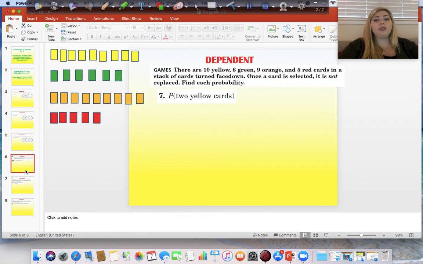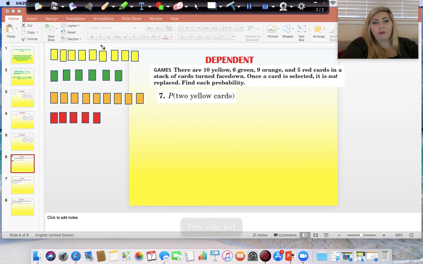Okay, now we come to dependent events. This one is not difficult, but at the beginning it may seem that way. There are 10 yellow cards. I've gotten all of our cards off to the left here. So 10 yellow cards, 6 green cards, 9 orange cards, and 5 red cards in a stack of cards turned face down. Once a card is selected, it is not replaced. That's important. It's not replaced. Find the probability of each.